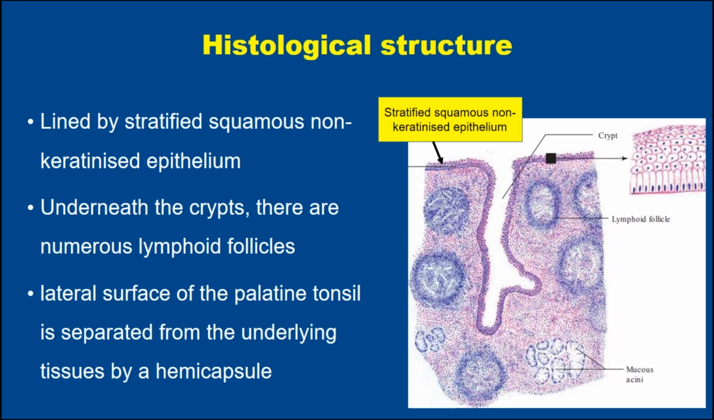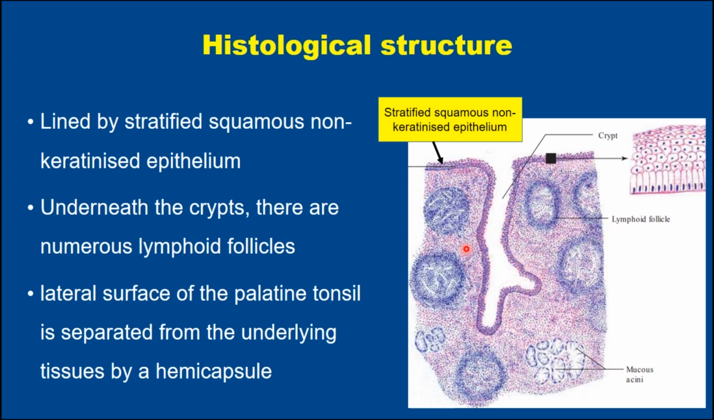Now we'll discuss the histological structure of the palatine tonsil. First, this is a picture which shows the medial surface and crypts of the tonsil. The medial surface and the crypts of the palatine tonsils are lined by stratified squamous non-keratinized epithelium. On the other side, this is a magnified schematic picture which shows the stratified squamous non-keratinized epithelium lining the medial surface and the crypts of the tonsil.